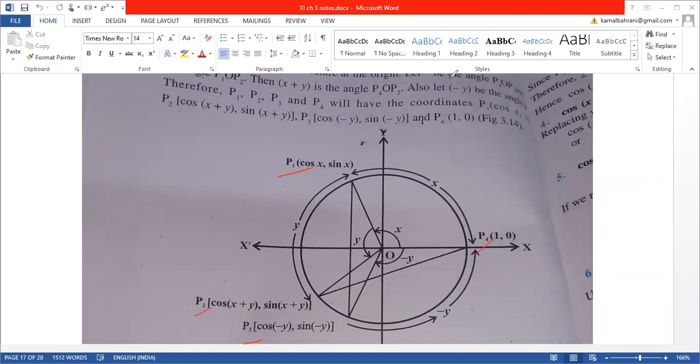So the coordinates of P1, P2, P3 and P4 must be clear to you. These four coordinates must be clear to you. If there is any problem, ask. Now what we have to do? Now I will ask you one question.